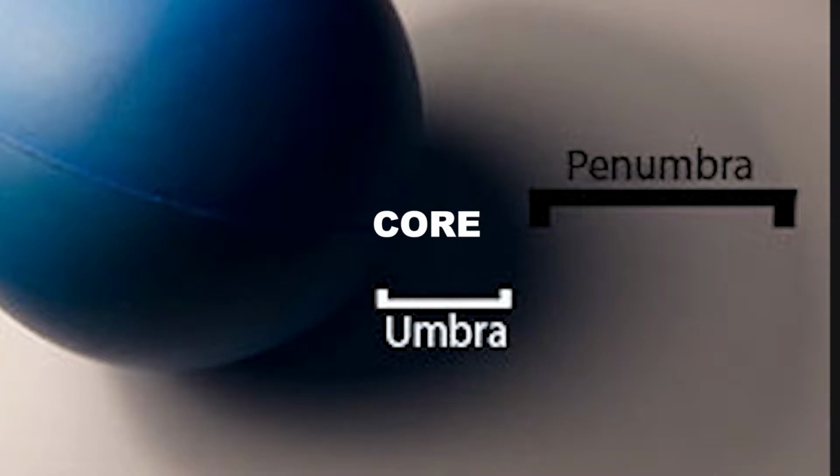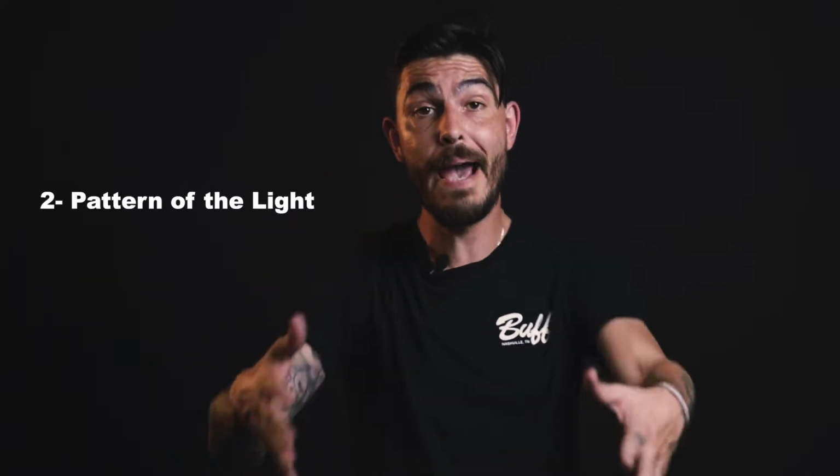Now, what do I mean with wider or thinner in the shadow? Well, that has to do with something called the penumbra. When you see a shadow, you have the core of the shadow, you have the light part, and something in between. That gradient will change depending on the shape of your modifier.